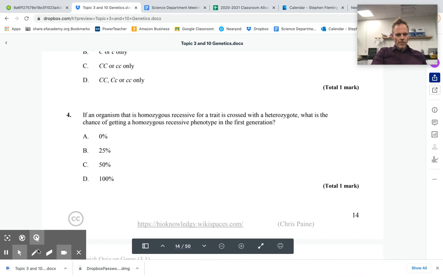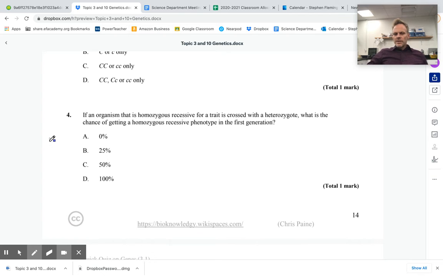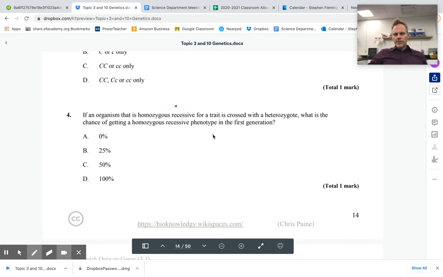Okay, let's do a couple more questions. 3.4. An organism is homozygous recessive. So let's use, I don't know, let's use the letter little r. So it's like this, little r, little r, and it's crossed with a heterozygote. So that means the other parent is a big R and a little r.